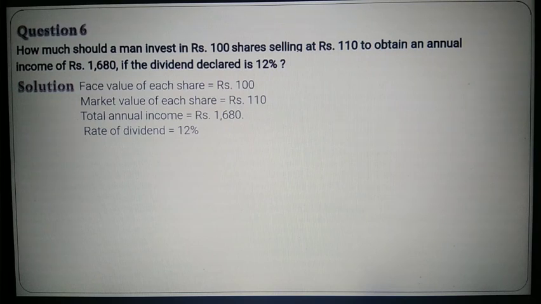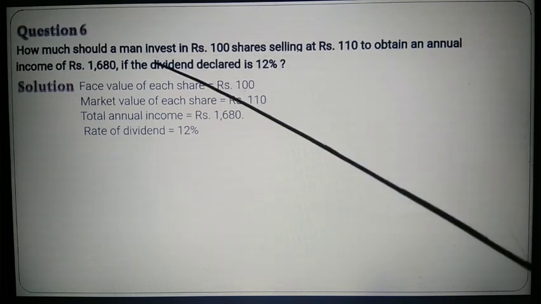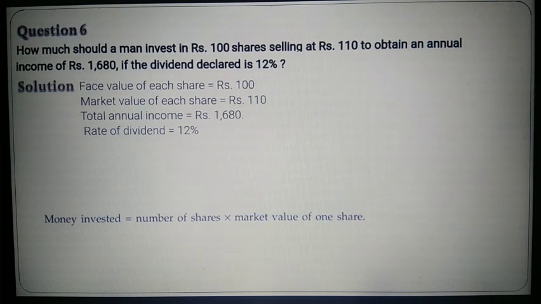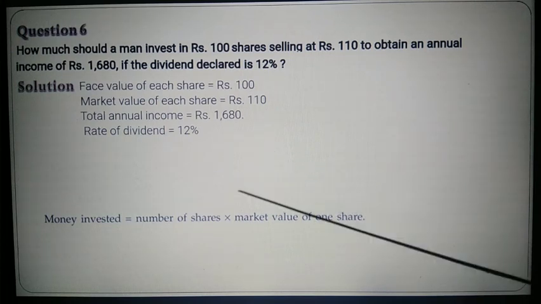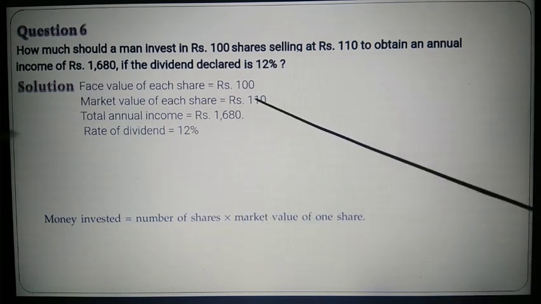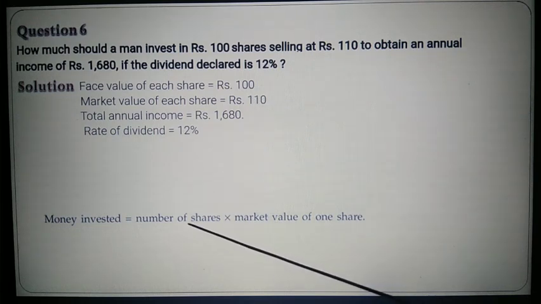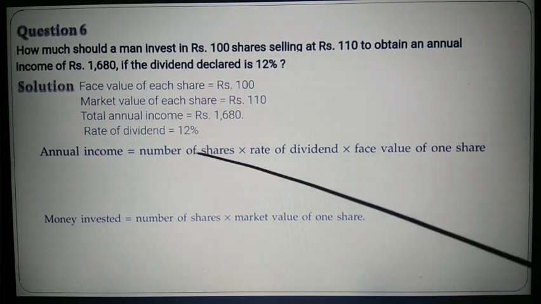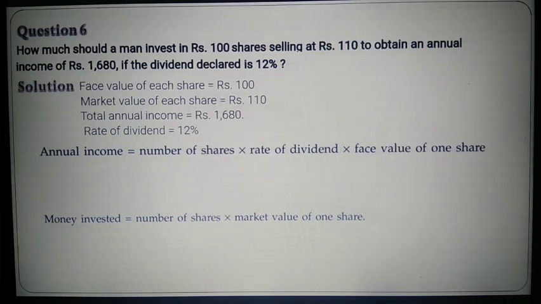Now the rate of dividend is given as 12%, right? So we are expected to get the total investment, because how much the man is investing means we need to find the investment. And there's a formula which calculates money invested. This is given by number of shares into market value. So let us see what things are given to us. Market value is already available with us, but we don't have the number of shares. So let us calculate the number of shares, because this formula contains the number of shares.